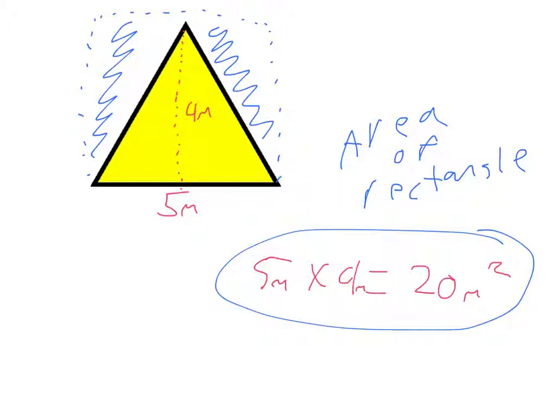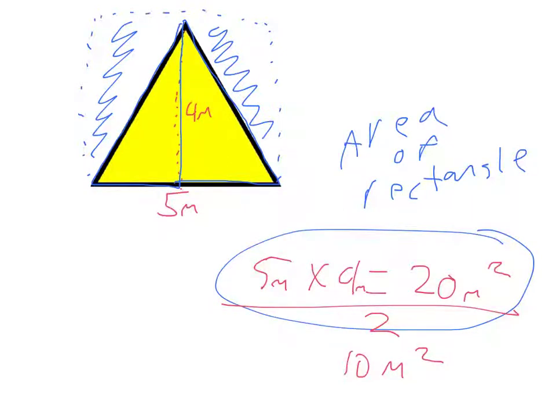A neat fact about a triangle is that if I was to take those two pieces, those blue pieces, and rotate them around, they would actually fit perfectly here and here. So the area of my triangle is actually half of the rectangle I just found. No problem. I'll just divide by 2. So my area should be 10 meters square.